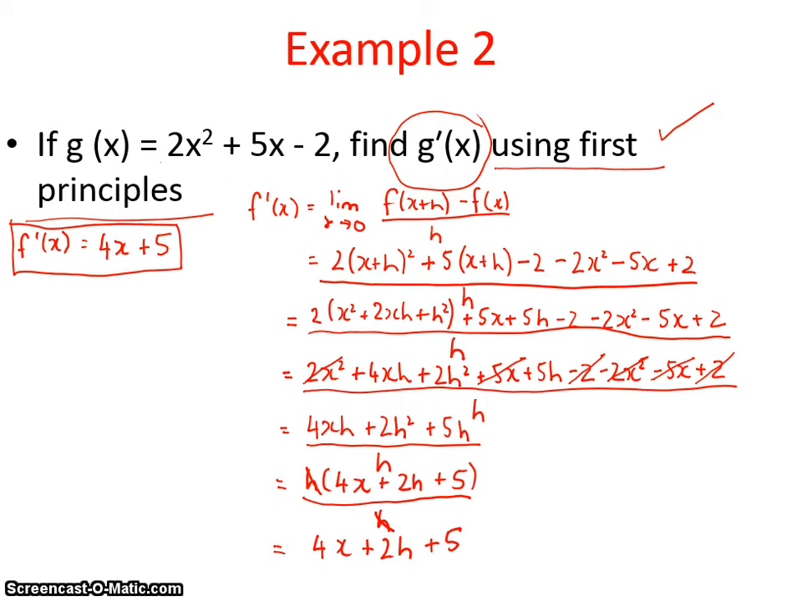Now remember, this is the gradient of the secant. I have to now let h equal 0, because I have to find the limit as h tends to 0. So if I let h equal 0 now, f dash x will become 4x plus 2 times 0 plus 5. This will simplify to 4x plus 0 plus 5, and my final answer will be 4x plus 5.